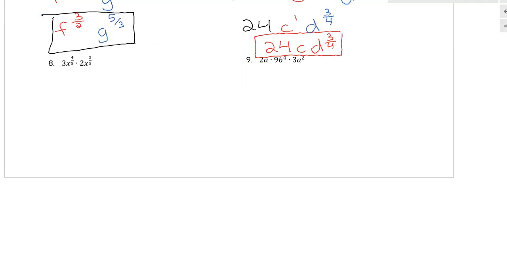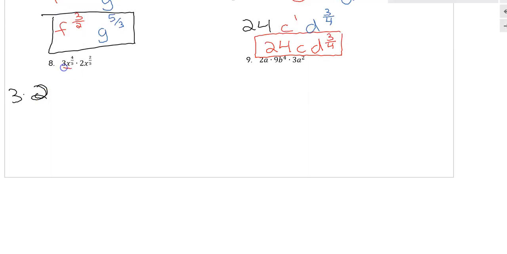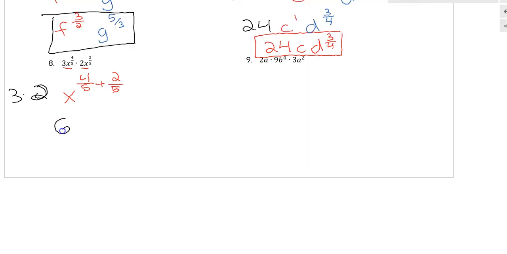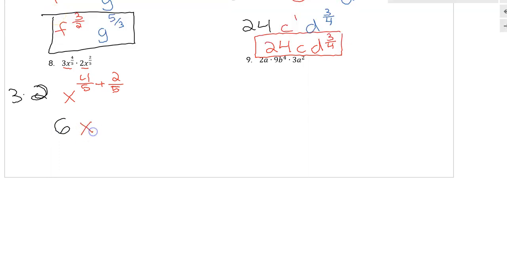Same type of thing here. I need to multiply those coefficients. 3 times 2. Then I have a base of x for both of these. So I'm doing 4/5 plus 2/5. 3 times 2 is 6. And then I have x to the 4/5 plus 2/5, which is 6/5.